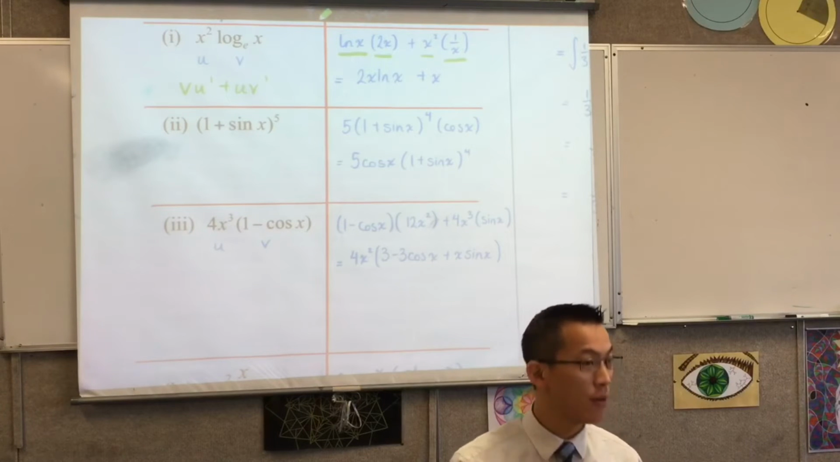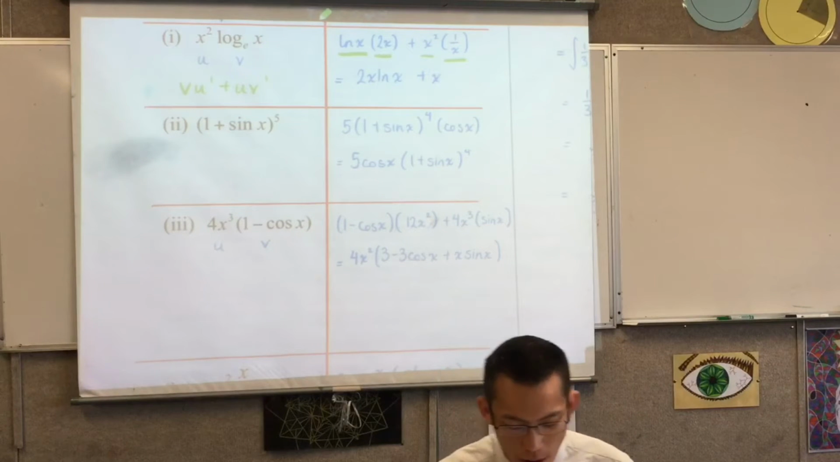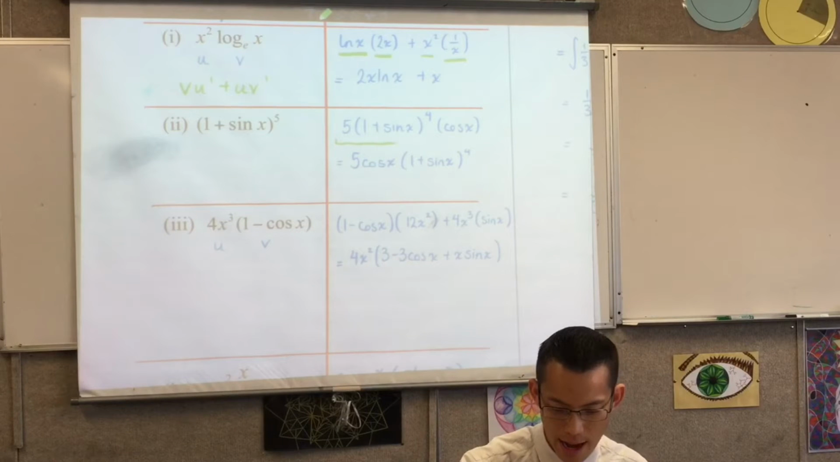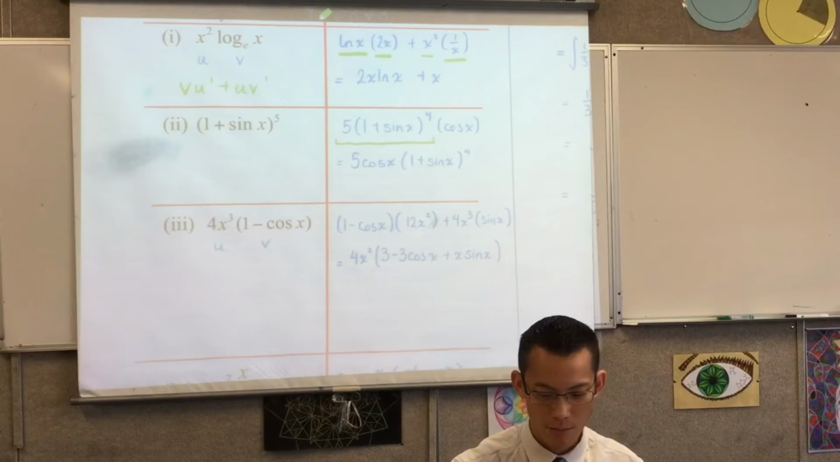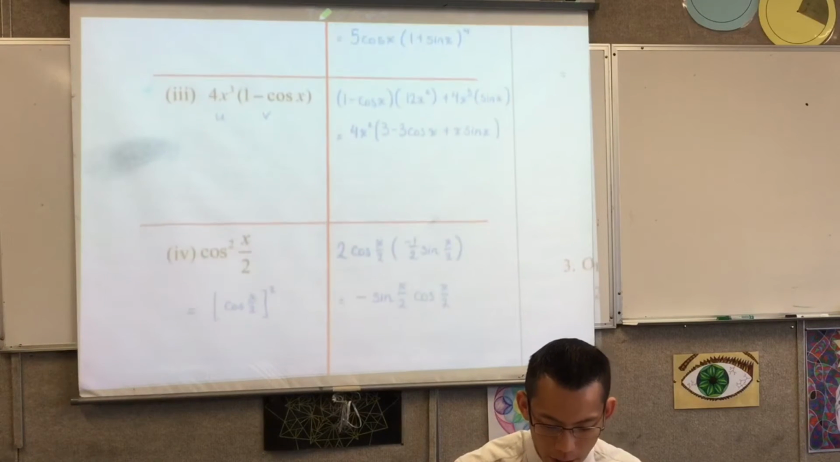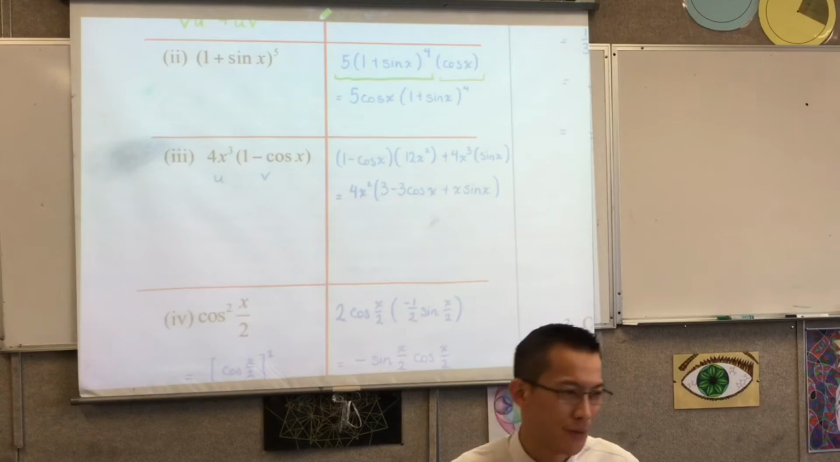So let's move on to the chain rule, which didn't appear in this quiz: 1 plus sine x to the 5. You can see there's my outside derivative and there's my inside derivative. Are you happy with that? Yep, looking good.